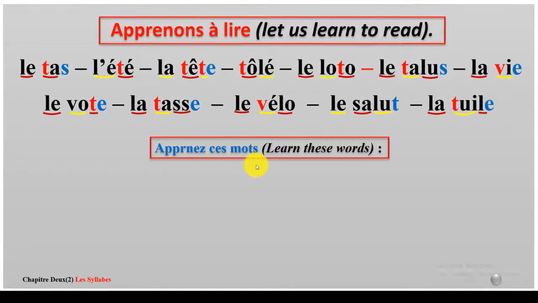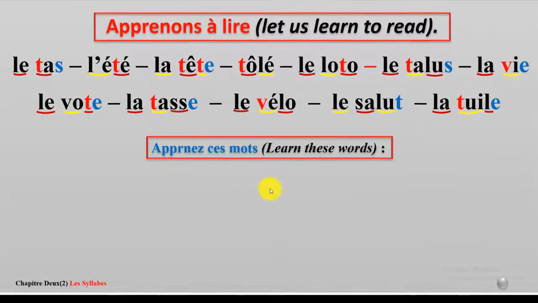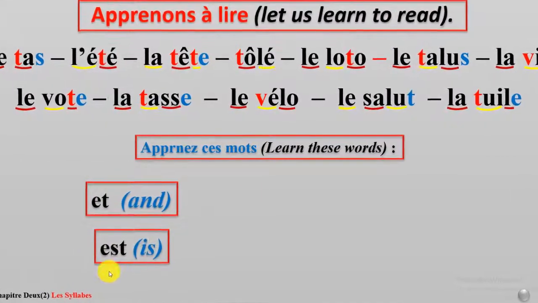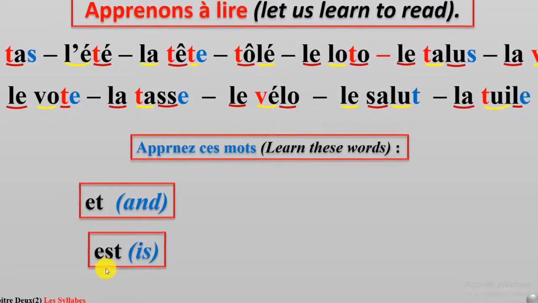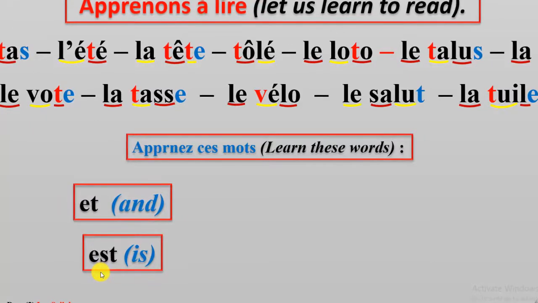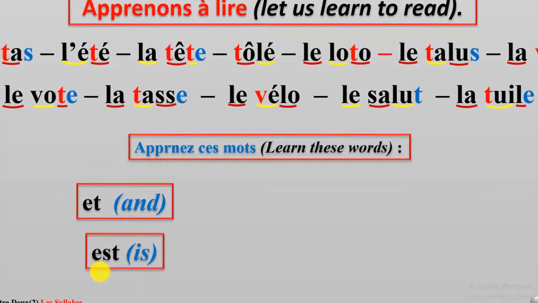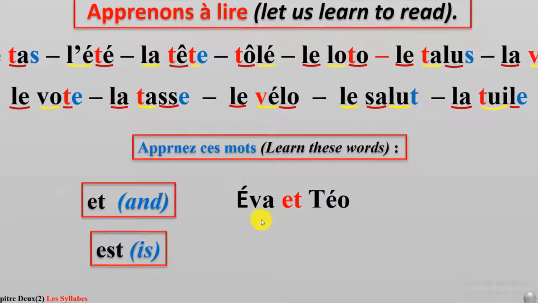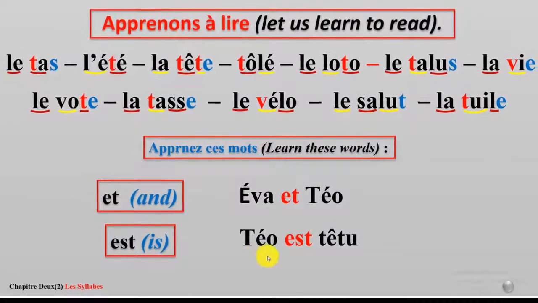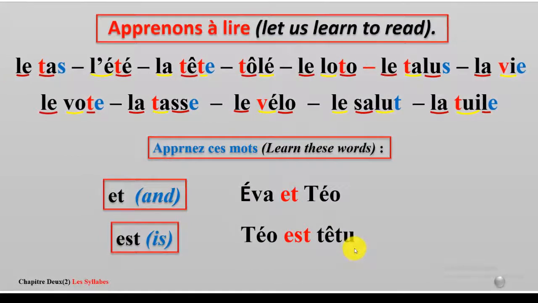Apprenez ces mots. Learn these words. E. Look at the spelling very well and learn how to pronounce them. Eva et Théo. Théo est têtu.